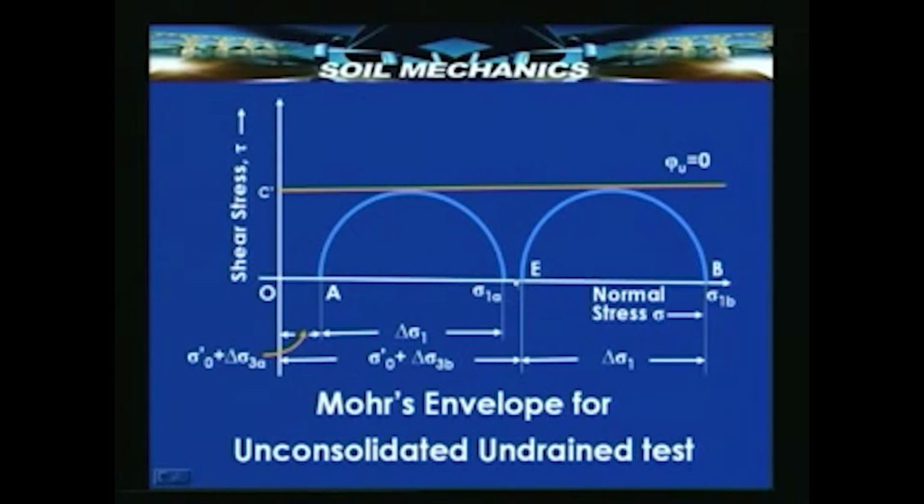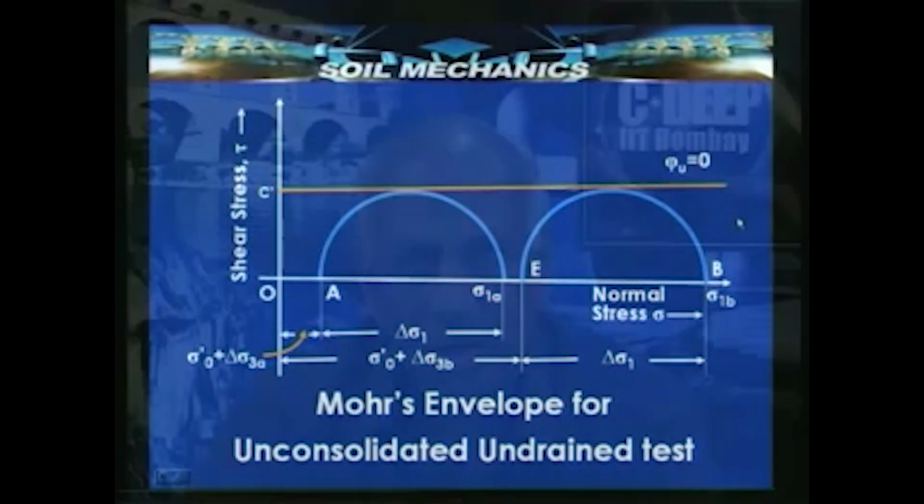similar Mohr circles. Suppose I consider two Mohr circles with two different confining pressures, sigma 0 dash plus delta sigma 3a or sigma 0 dash plus delta sigma 3b. Since undrained conditions prevail, they will both have the same value of deviatoric stress equal to delta sigma 1, and the Mohr envelope will be a common tangent which will be horizontal, because due to the total undrained conditions that are prevailing, friction will not get mobilized in this particular test. Phi u will be equal to 0.